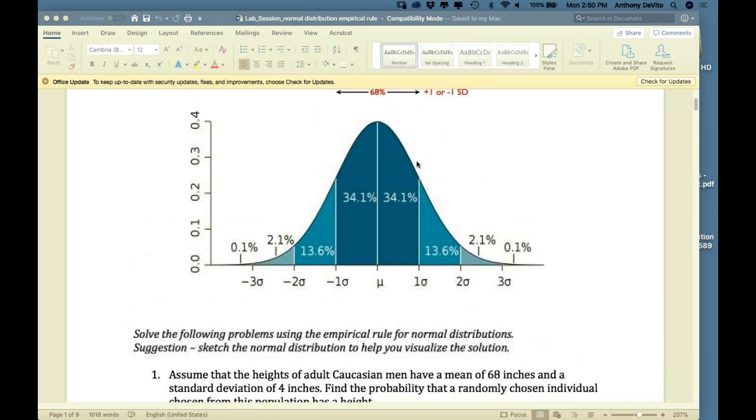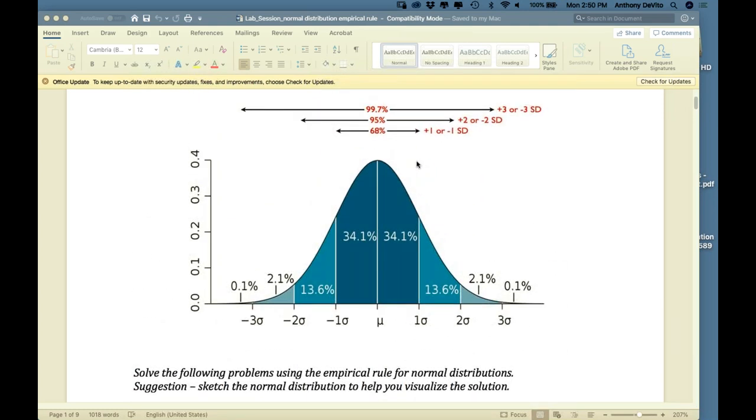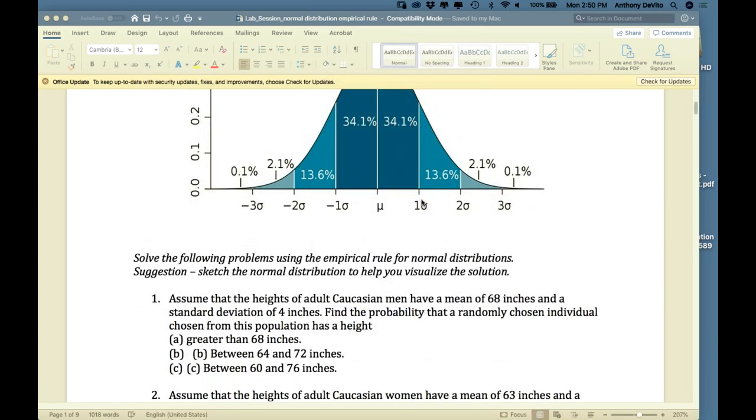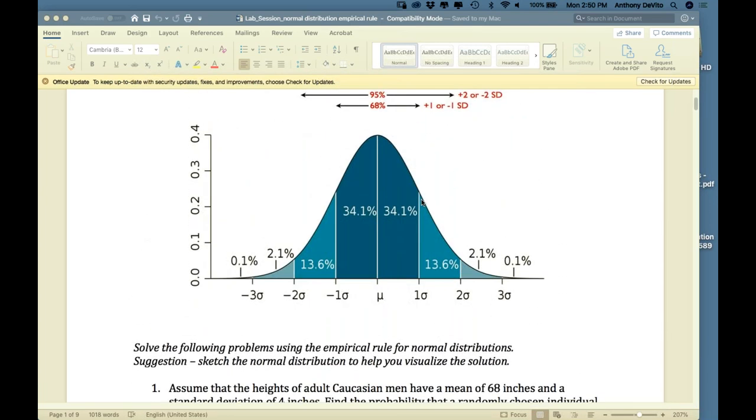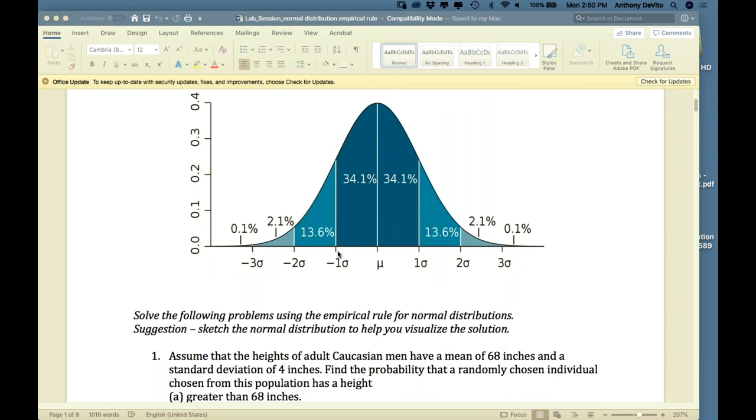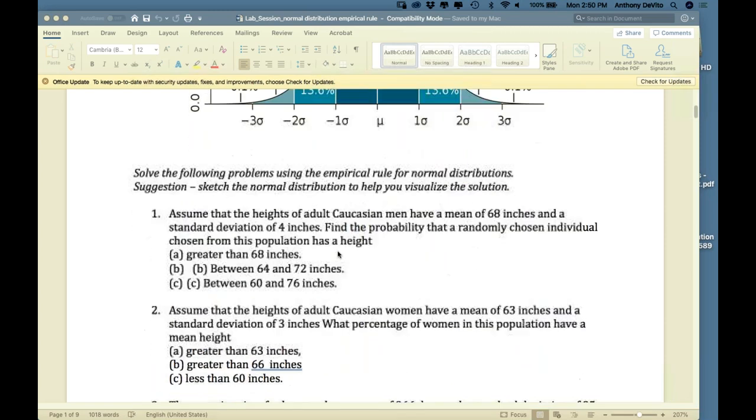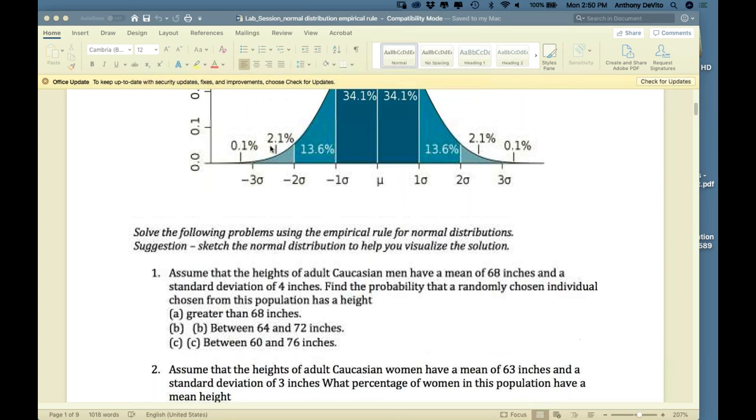So we would expect the chances of us picking an individual in that range to be 95%, right? What's the probability of picking someone that's not in that range? Well, 95% probability of picking someone in that range, and the probability of picking someone not in that range is going to be 5%. And similarly, the probability of picking someone less than 60 inches tall is going to be 2.5%, or more than 76 inches tall, 2.5%.